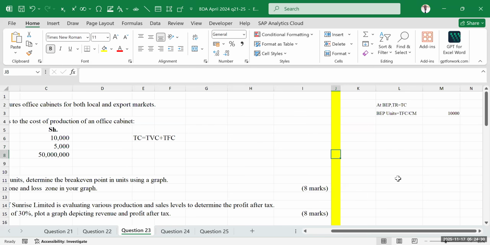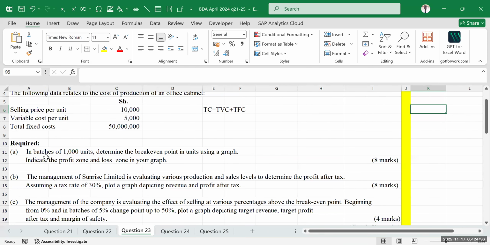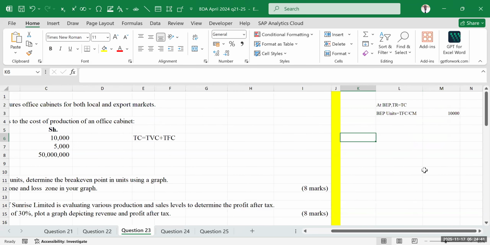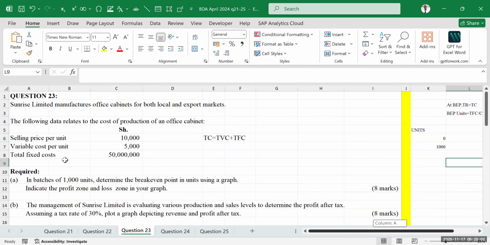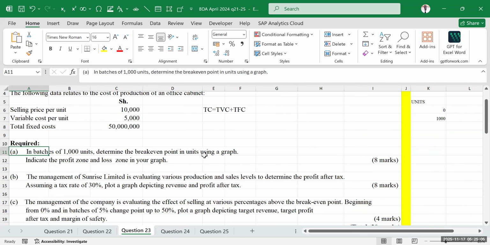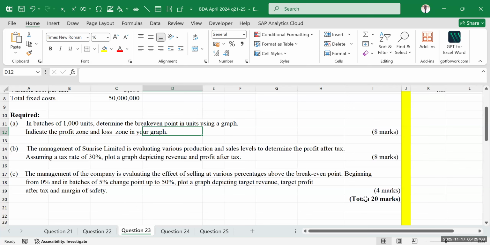To come up with a graph, we want to start with the units. And remember, we were told in part A, in batches of 1,000. Now, we want to answer that question. In batches of 1,000 means we have an interval of 1,000. So allow me to come up with a column here, and I write units. As the examiner has told us in batches of 1,000, the interval will be 1,000. And we should move with a range from the batches of 1,000 to determine the break-even point. And we may not know actually where to stop. We've just been told batches of 1,000.